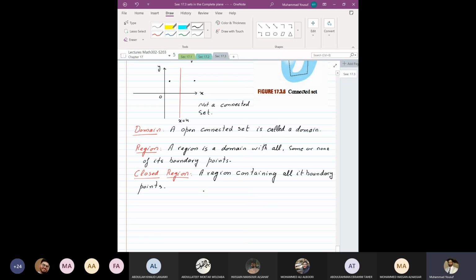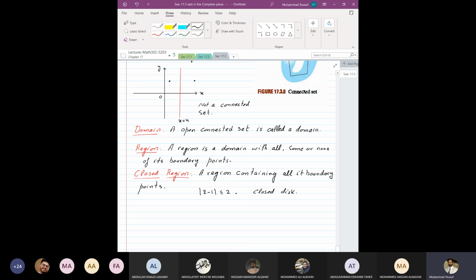For example, |z - 1| less than or equal to 2. If it is only less than 2, then this is an open region, and if it is less than or equal to 2, then it is a closed region, because it also includes the boundary. And this region has a name, closed disk.